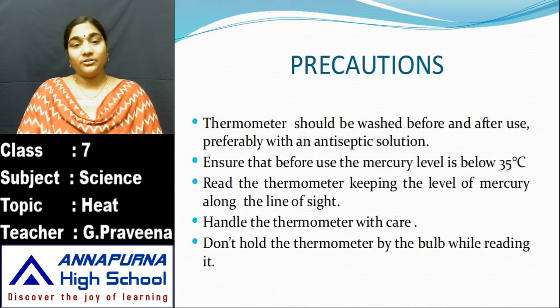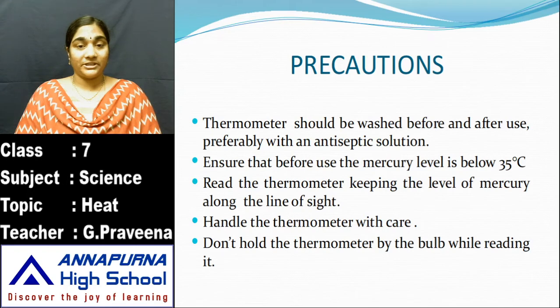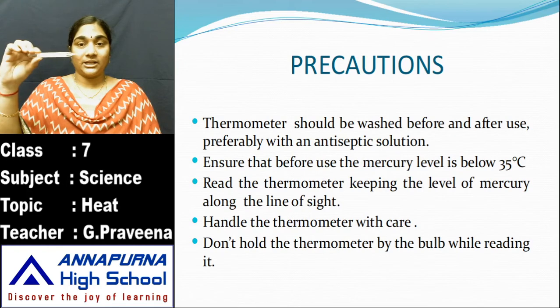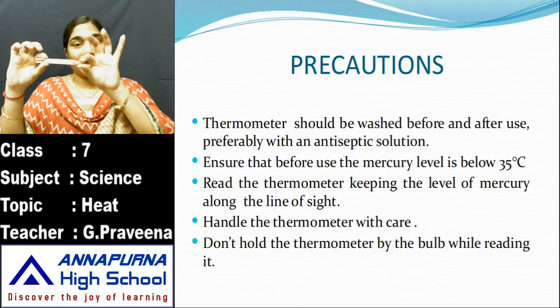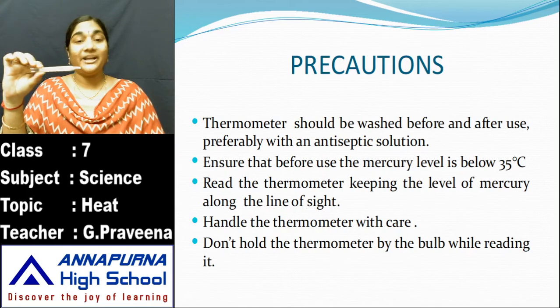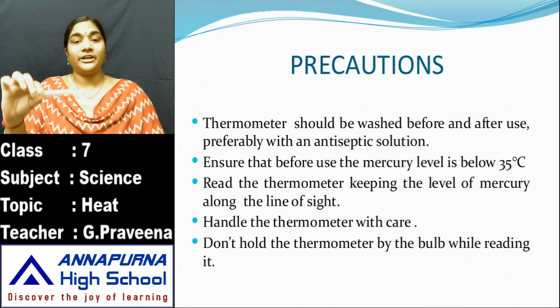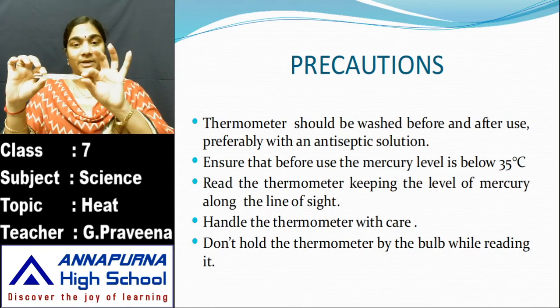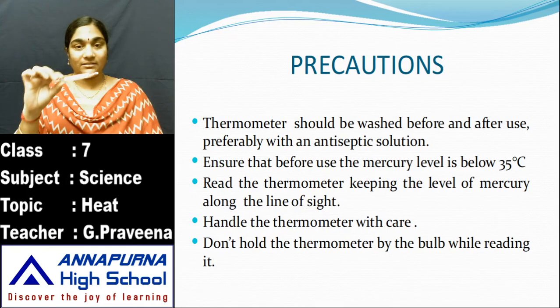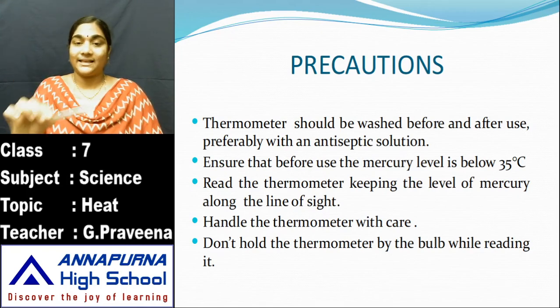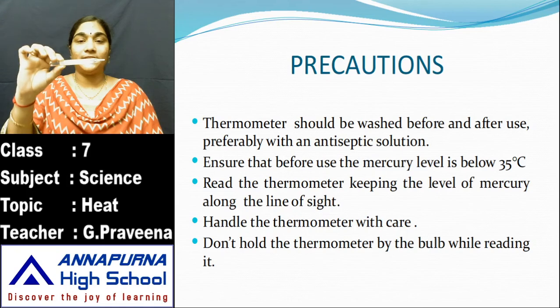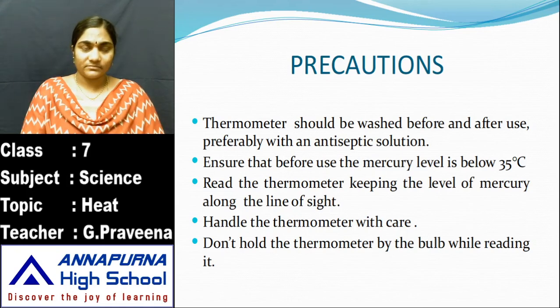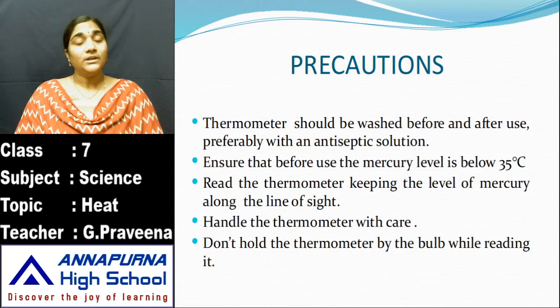Handle the thermometer with care and don't hold the thermometer by the bulb while reading it. It is because while you are reading the thermometer, if you hold it near the bulb region, the mercury level may differ. So you should never read the thermometer holding its bulb. To get the exact hotness of your body, to know the exact temperature, you should hold the thermometer in such a way. So here are a few precautions which are given. Before using the thermometer, you have to follow them.